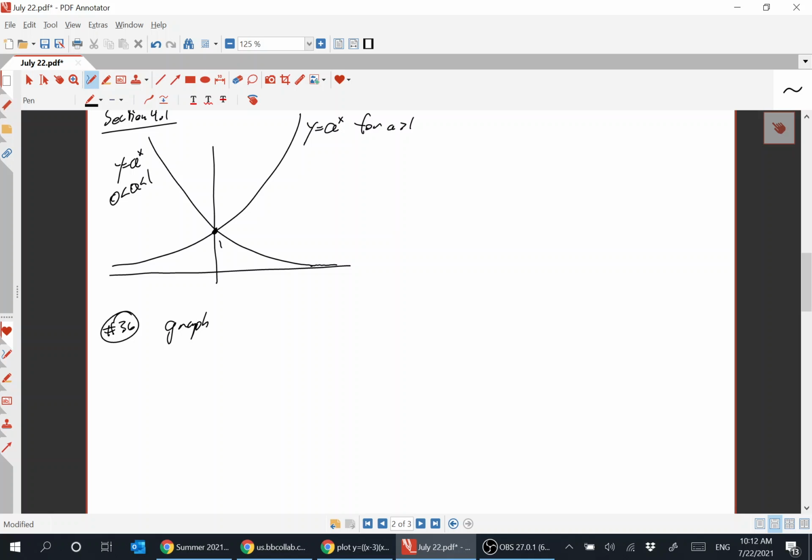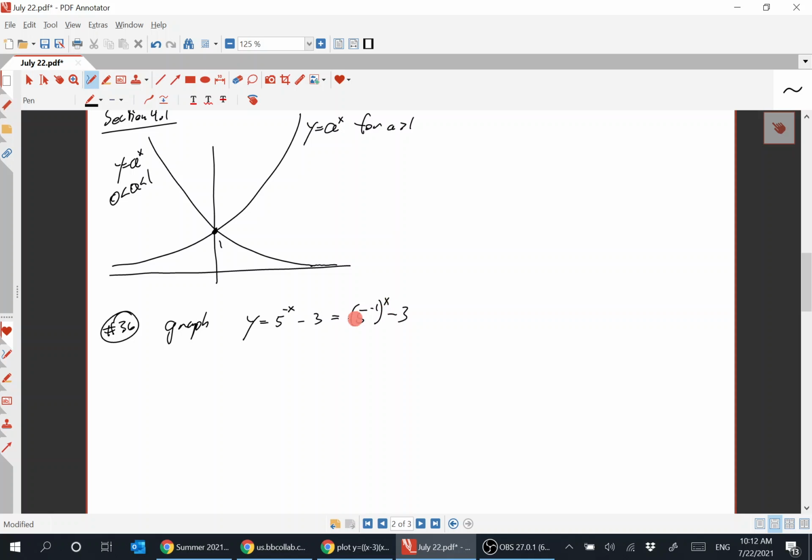So y equals 5 to the minus x minus 3. Okay, how do we deal with this negative exponent, 5 to the minus x? There's a couple different ways to look at that. Here's one way to do it. So this means 5 to the minus 1 to the x minus 3. Remember, when you have a nested exponential expression like that, you multiply the exponents.